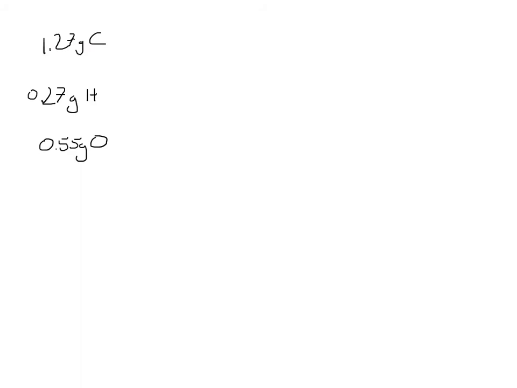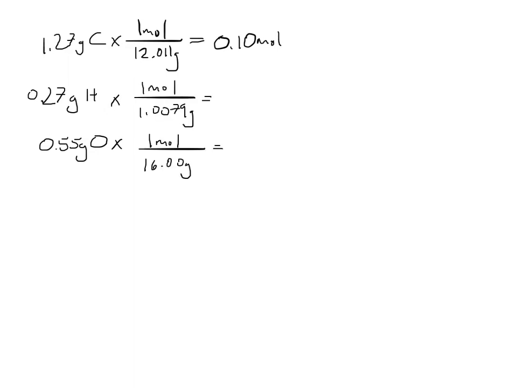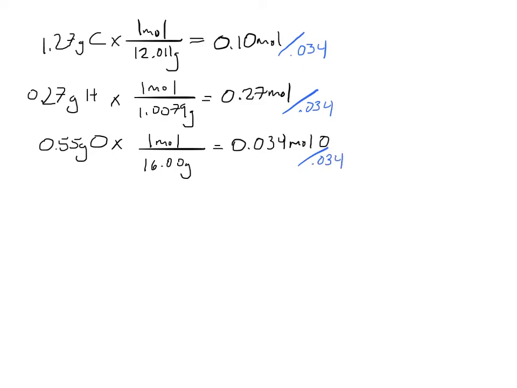So if we have 1.22 grams of carbon, 1 mole of carbon is 12.011. We're going to use some more significant figures. And that means we have 0.10 moles of carbon. And we could do the same thing with the other 2 atoms as well. And with that, we can see we have 0.27 moles of hydrogen and 0.034 moles of oxygen. Now we divide by the smallest number, which would be 0.034. And that's going to give us the ratio of all of the atoms to each other.